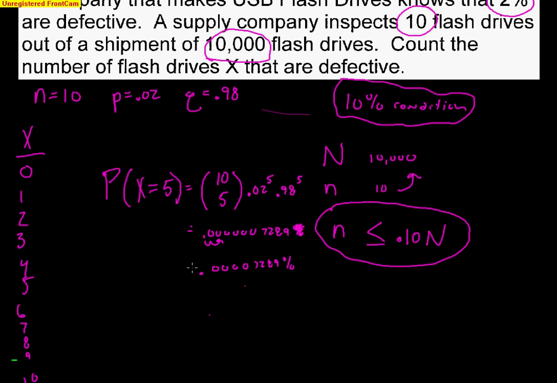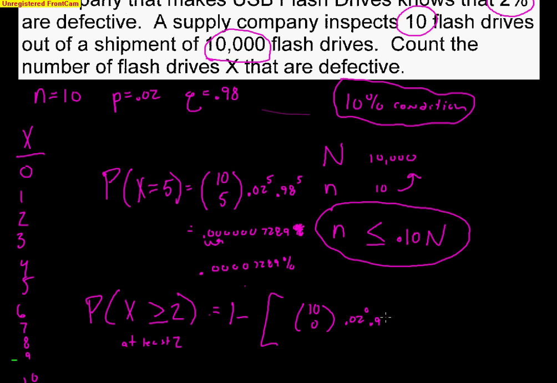Okay, let's do one more problem, where we talk about the probability that I have, let's say, at least 2. At least 2 means greater than or equal to 2, meaning 2 or more. So at least 2 defective chips means 2 or 3 or 4 or 5 or 6 or 7 or 8 or 9 or 10. I don't want to do all that work. I'd much rather do 1 minus getting rid of 10 choose 0, which would be 0 successes, 10 failures, or 10 choose 1, that would be 1 success and 9 failures. If I get rid of 0 and 1, I'll be left with 2 or more.